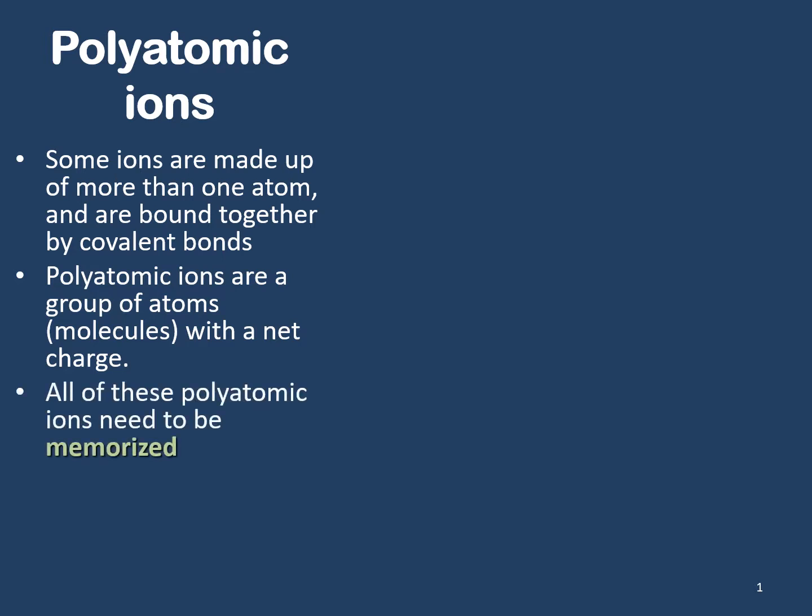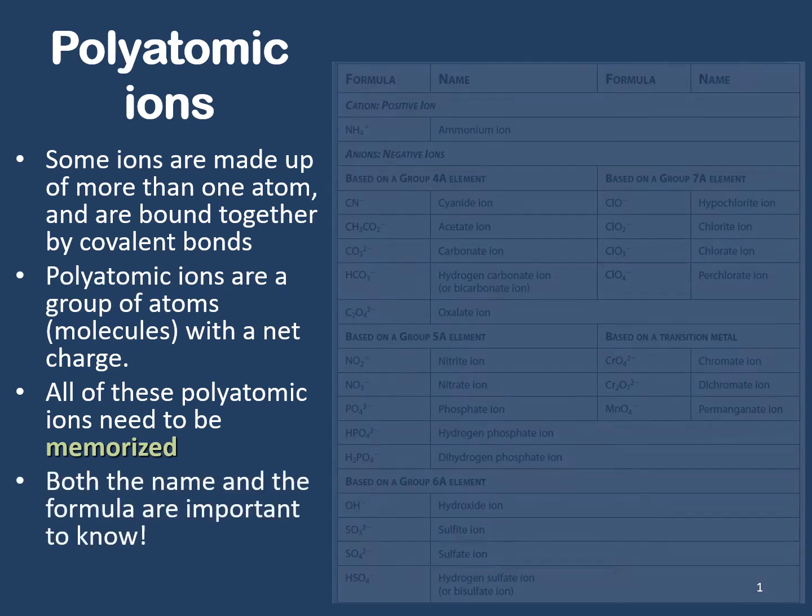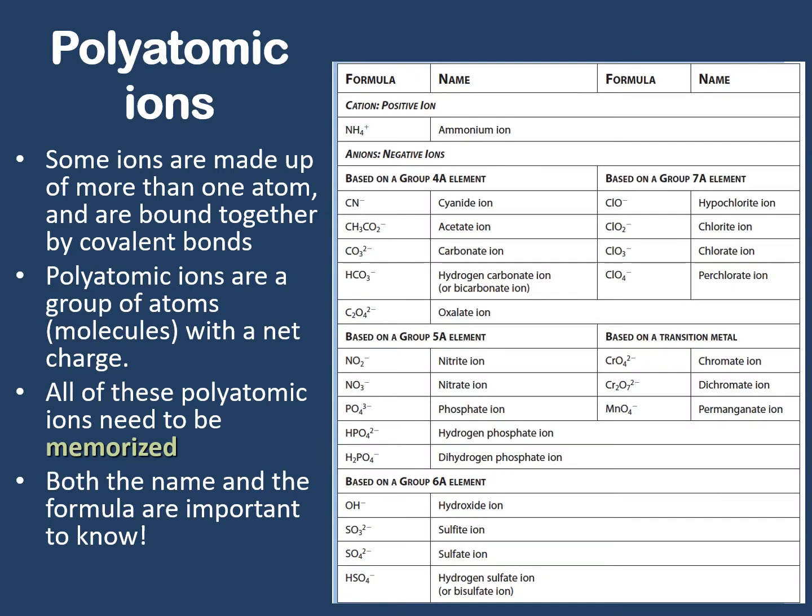We need to memorize the polyatomic ions' names and formulas, as well as their charges. There's a long list of them. It's going to be on Canvas. This list is not actually a complete list of them, but you can see NH4 plus. This is ammonium ion. CN minus is cyanide.